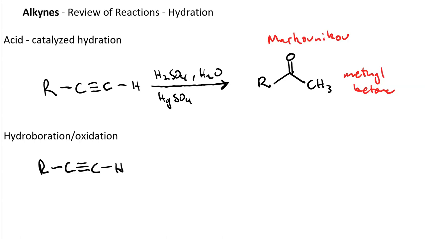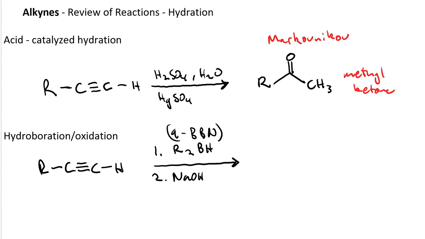The reagents for hydroboration oxidation. For the hydroboration step, you start out with a dialkyl borane, R2BH, like dicyamyl borane or 9BBN. And in our second step, the oxidation step, it's the same as it would be for an alkene, sodium hydroxide and hydrogen peroxide. And this gives us an aldehyde, because this is anti-Markovnikov hydration.